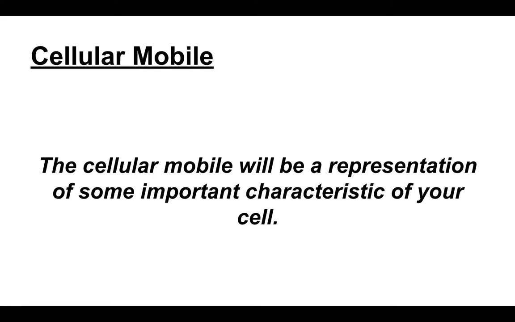What you're trying to do here is to capture some key characteristic of your cell and then represent it symbolically or directly, but build something that is a representation. It shows some important characteristic of your cell. Actually, it didn't even have to be an important characteristic. It can be what you think is most important of your cell, or something very unique about your cell that you want others to want to learn more about.